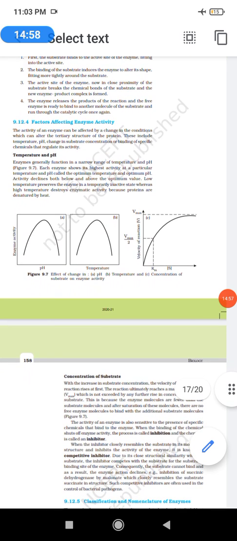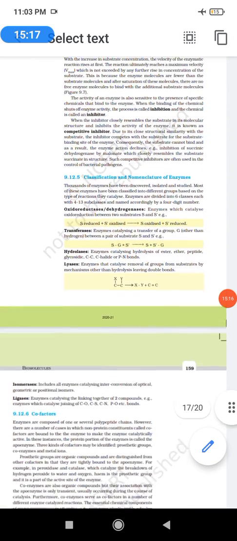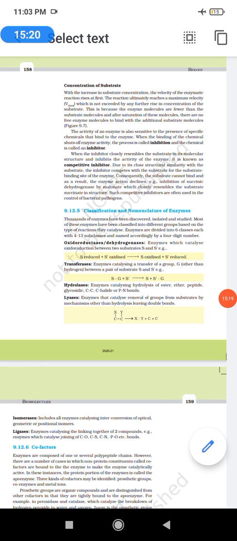So what are the factors affecting the enzyme activity? Temperature and pH. As the temperature increases, the rate of reaction will increase, and after it reaches the activation state, the activity will keep on decreasing. Okay, so that is there.